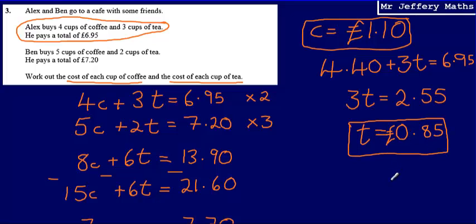One thing that you can do at the end to check if your answers were correct is to use the other piece of information that you were given. Ben buys 5 cups of coffee and 2 cups of tea, and just substitute these values into this equation. Do 5 cups of coffee and 2 cups of tea cost £7.20? If they do, then we know that we've got the answer correct.